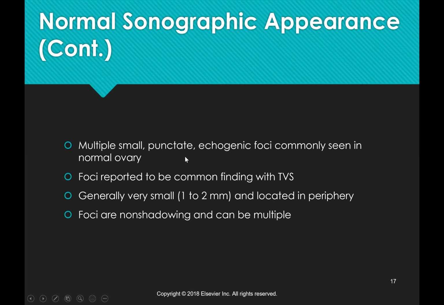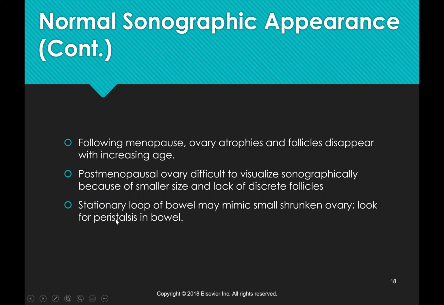Sometimes you'll see multiple small punctate echogenic foci in the ovary. They're usually really small, they don't shadow. But sometimes with menopause, these become increasing. And menopausal ovaries are very, very hard to see. So you're going to get a patient that comes in for postmenopausal bleeding. And what they're really wanting to see is the endometrium, the endometrial lining, but you always want to try to check for the ovaries. And a lot of the times they become so small in atrophy that you can barely see them.